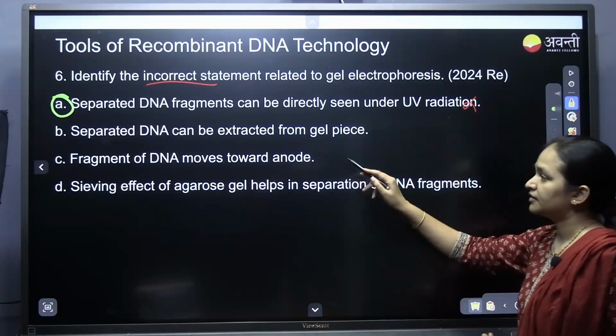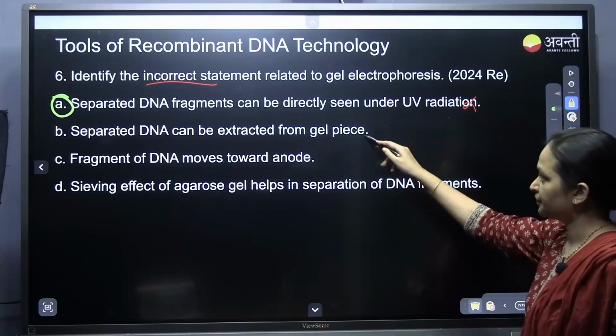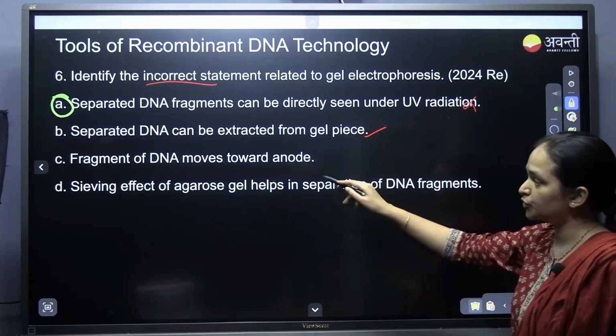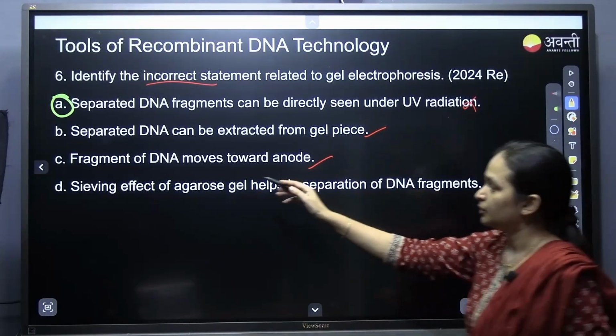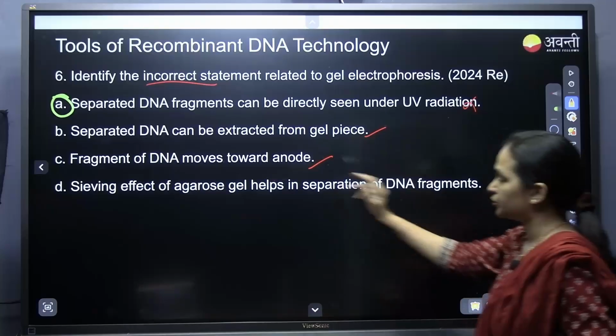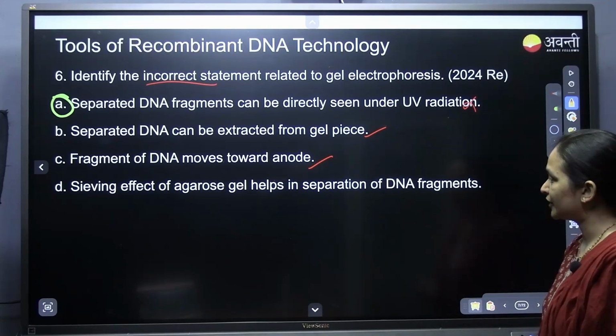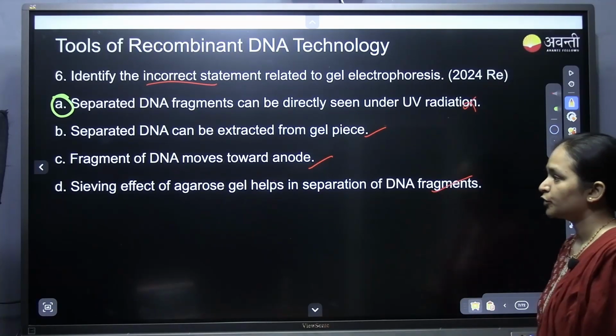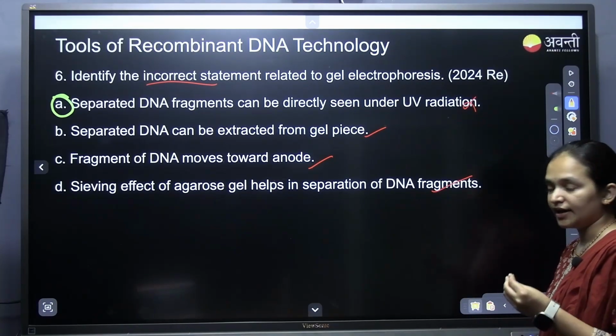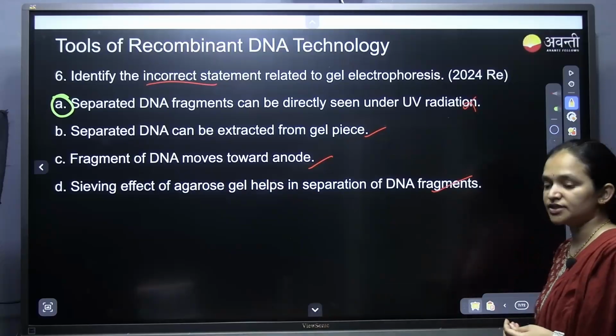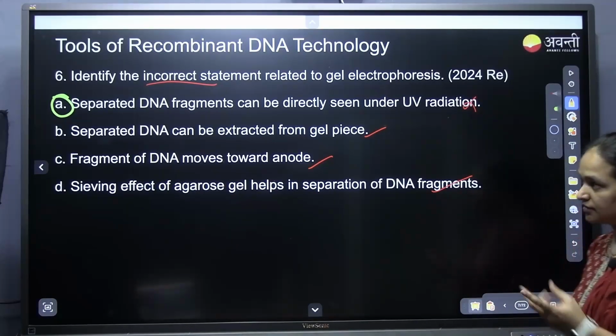Separated DNA can be extracted from the gel piece. Yes. Fragments of DNA move toward the anode. Yes, because this DNA is negative, so it moves toward the anode. The sieving effect of agarose gel helps in the separation of DNA fragments. That is also true. Okay, B, C, D are true, and as we already got the answer, A is the incorrect statement. That is the right answer.